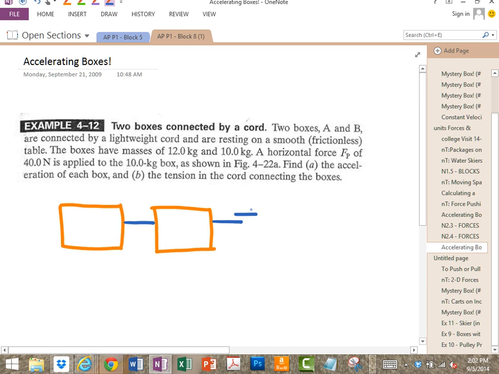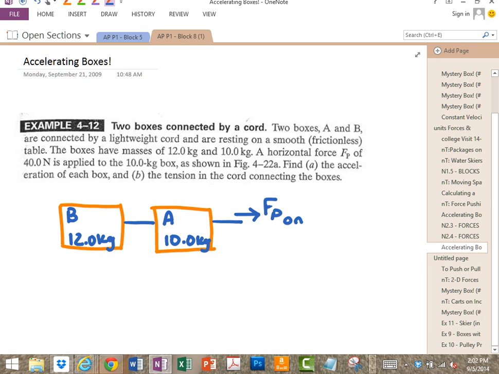And then there's an applied force, F sub P. So I'm going to say FP on, we'll call this one box A, and this one box B. This one is going to have 10 kilograms of mass, and this one has 12. The only reason I know that is because it says that the 40 Newton force is applied to the 10 kilogram box. Does that make sense to everybody?